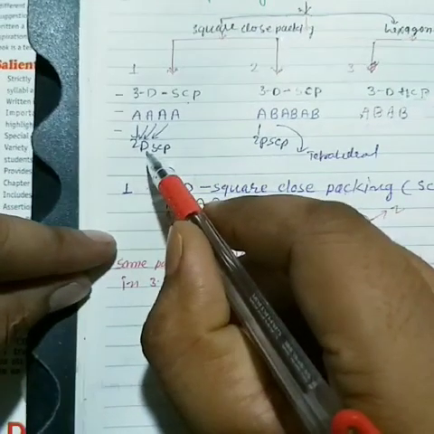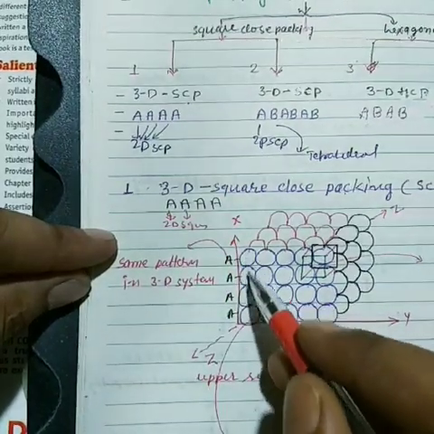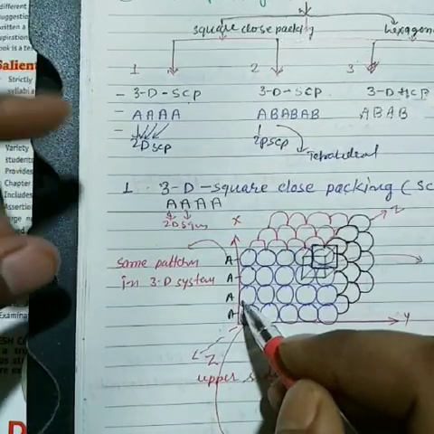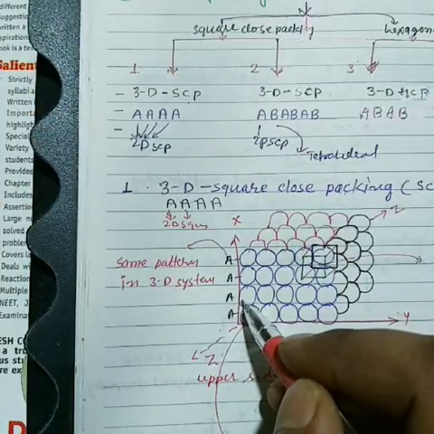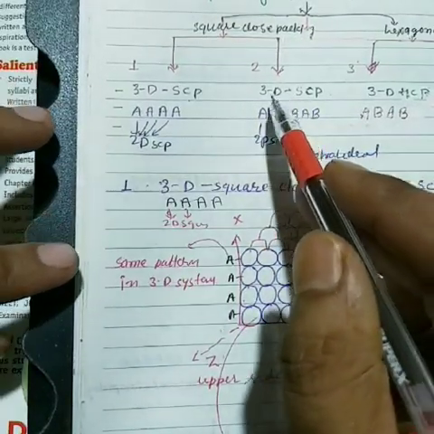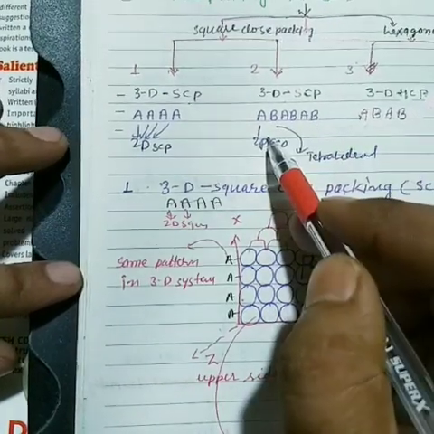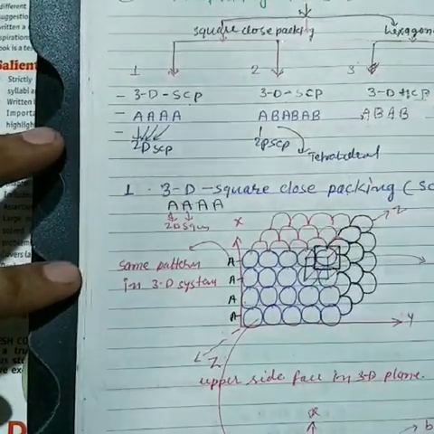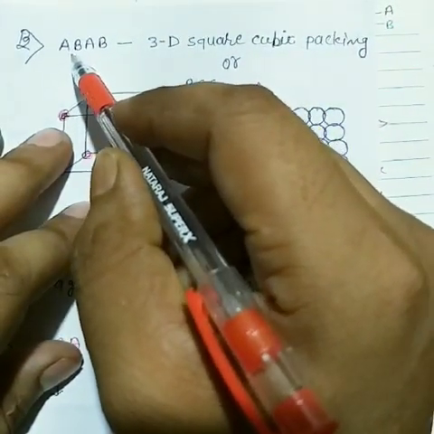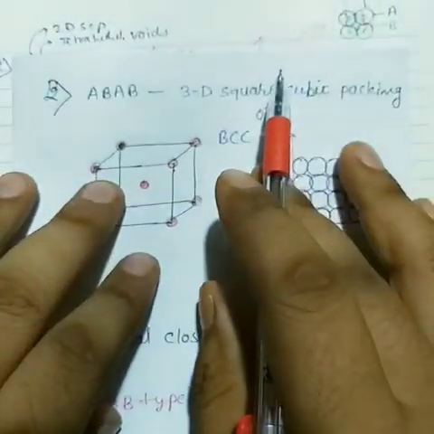Now 2D, that means A, that means 2D square planar. So here it is square planar, and here it is square planar structure. It is very simple, as I showed just before. Okay, later on we will discuss 3D square cubic packing. Now let's see the second type of 3D close packing. So here it is very important, students.